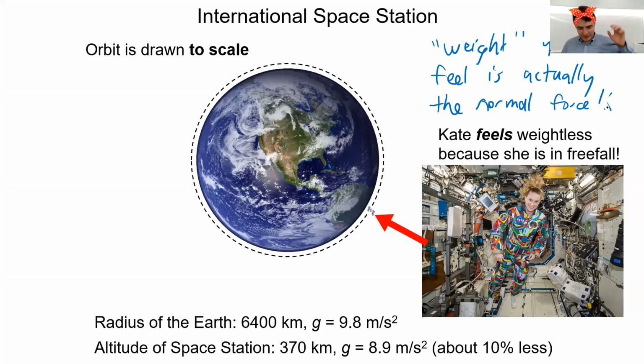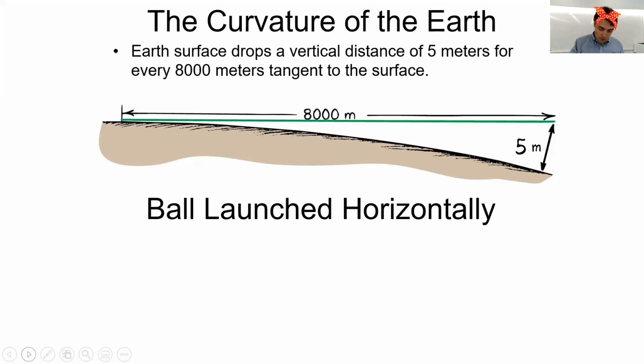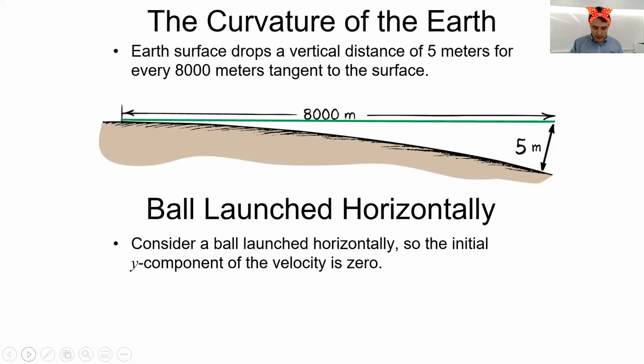So let's think about this a little. I'll do another kind of example. Here's the curvature of the Earth. So you don't often notice it because the Earth seems flat, but my idea is that if you were to go sideways 8,000 meters, then it turns out that the radius of the Earth is such that it curves downwards 5 meters for every 8,000 meters you go sideways. So consider a ball launched horizontally so that the initial y component of the velocity is 0, so sort of like this.